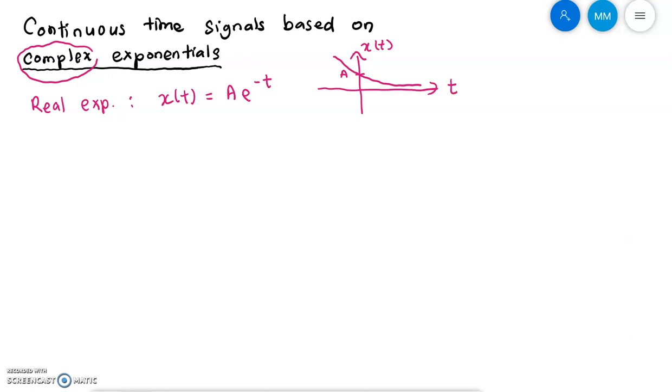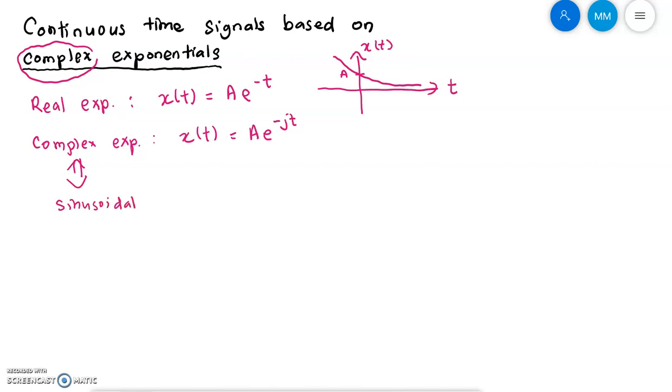But when we talk about the complex exponential function, for example, say we have x(t) equals a e to the power of negative jt. You can see there is an imaginary number j in this function, right? So how do we actually represent this function? Can we just sketch it on the graph? Actually, there is a relationship between this complex exponential function and the sinusoidal function.